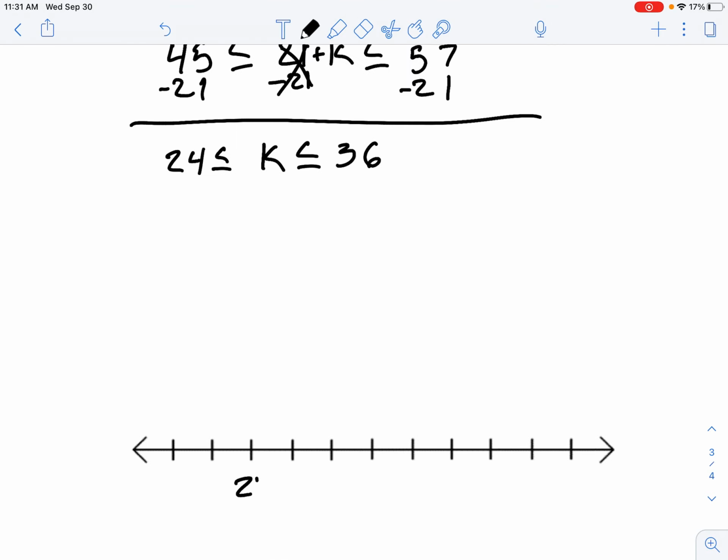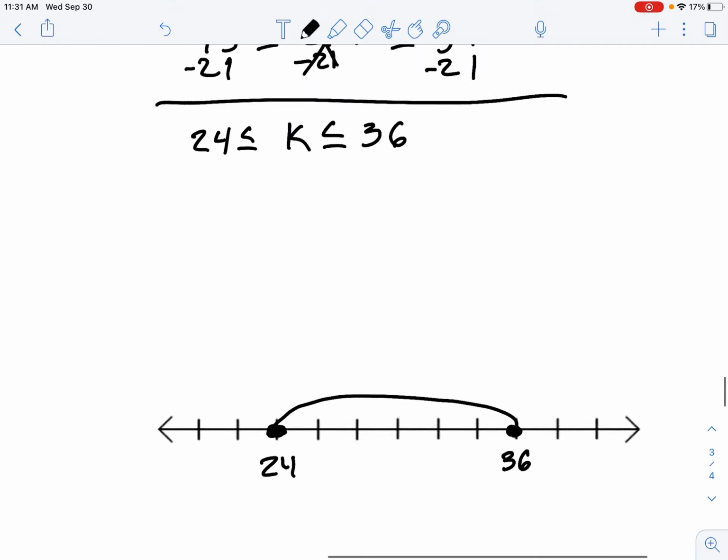Then again on my graph, I'll find 24 and 36, and I'll let you guys fill in the rest of those, make sure that they're evenly spaced out. But I see 2 filled in circles. That has a line connecting them because it's an and problem.